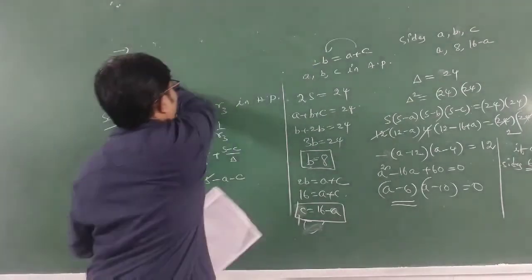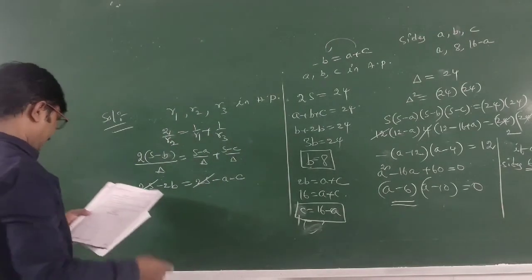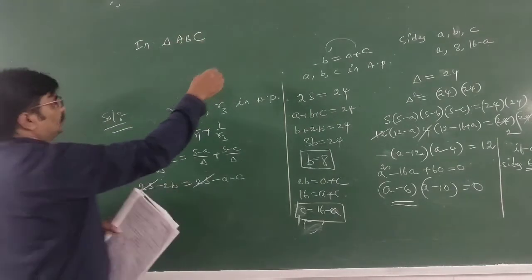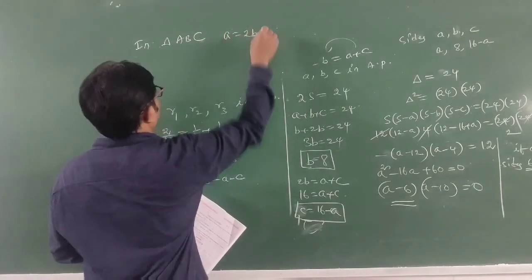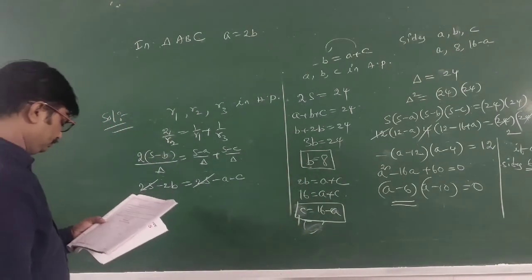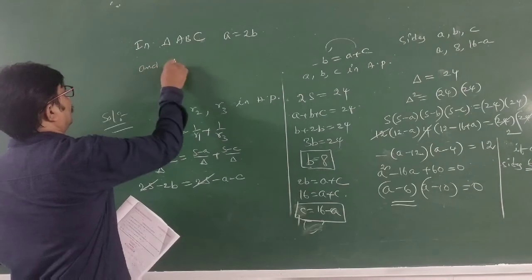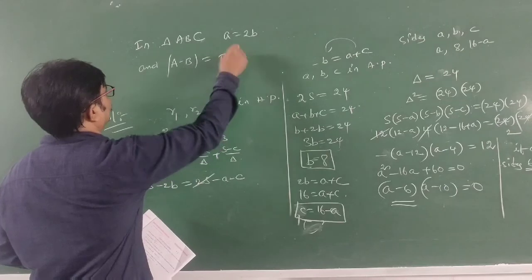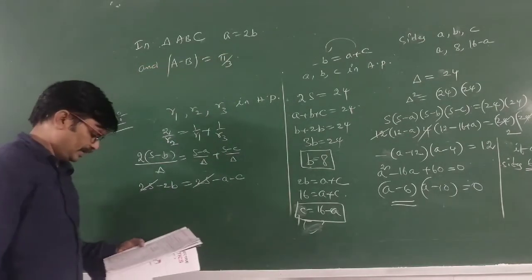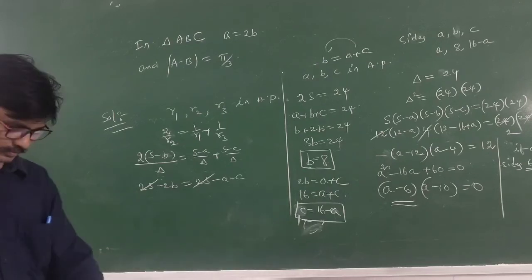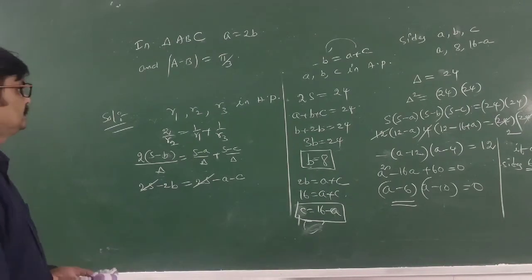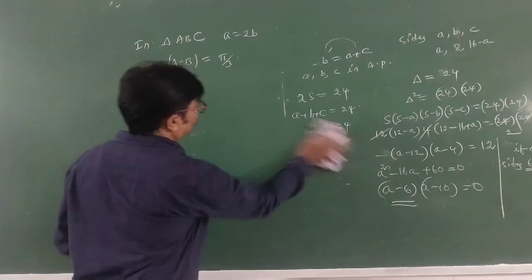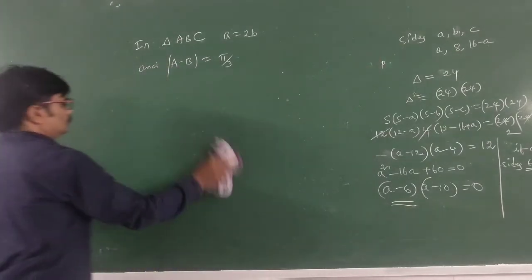Now students, the another question is quite simple, the very easiest one. In a triangle ABC, small a equal to 2b and the modulus of A minus B equal to pi by 3. Then angle C. So students, it is one of the very easiest ones.